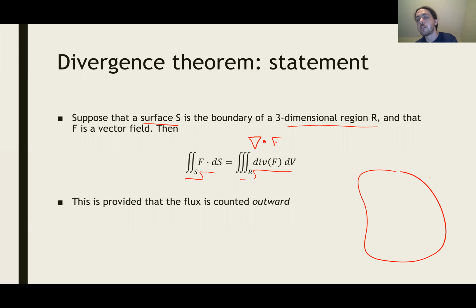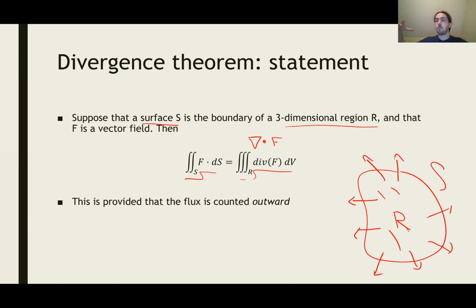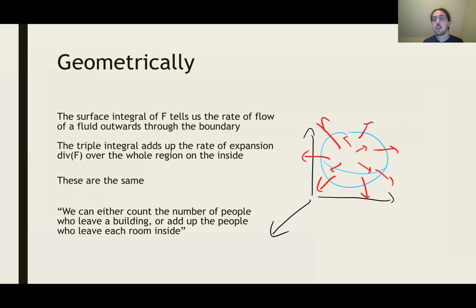When we're writing our surface, which is the boundary of a solid region on the inside, we want to make sure that our surface has the normal vectors oriented outwards, pointing out of the surface or pointing out of the solid region rather than pointing into it.